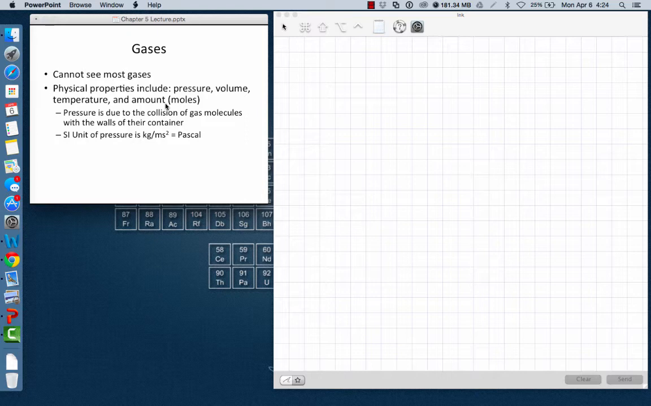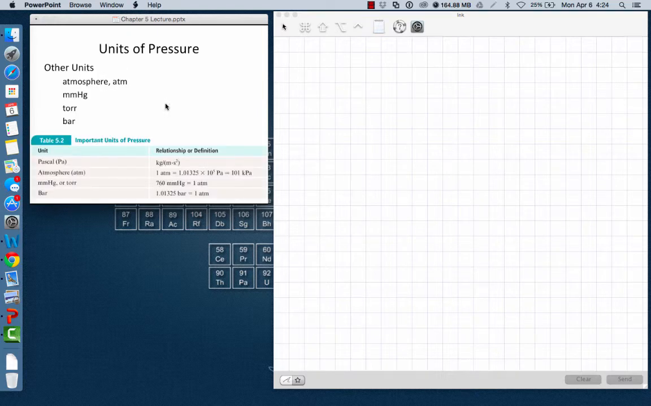The SI unit for pressure is this Pascal thing. It's a kilogram per meter second squared, but we don't really use that too much in chemistry class just because it's not really applicable to what we need to talk about. So we use other units. It's important to note the gases are compressible. You can squeeze them into a smaller volume by increasing the pressure. So all of them, again, are related: the pressure, the volume, the temperature, and the amount.